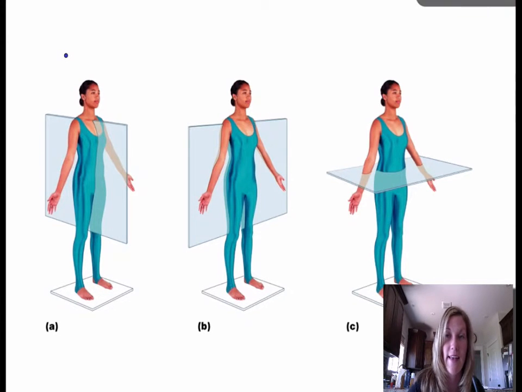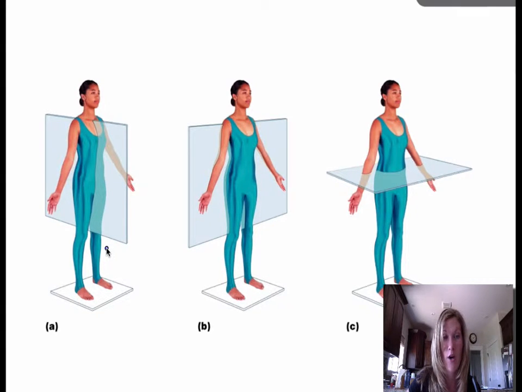Hey, this is Mrs. Reichel, and we are continuing our last little part of Chapter 1. So the last couple things we have to go through are body sections and then regions of the body. Okay, so we have a couple more things left.